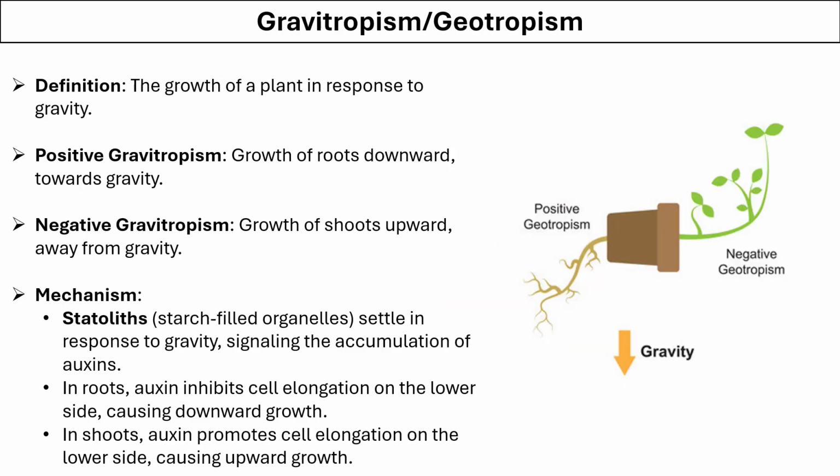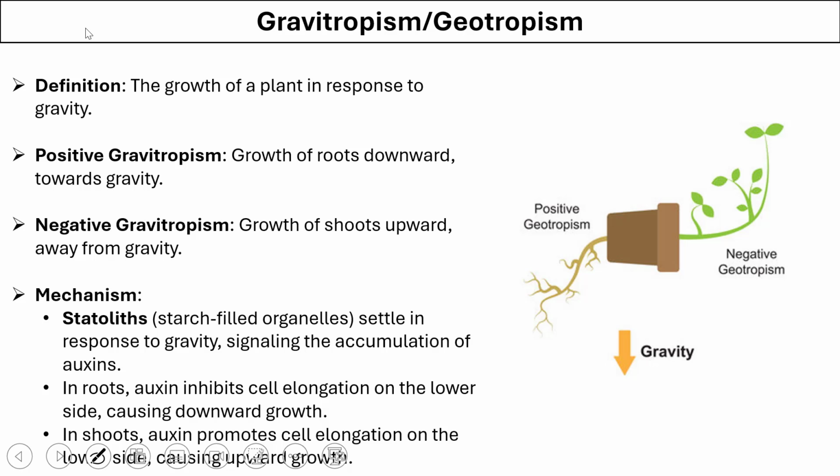Geotropism is the growth of a plant in response to gravity. Positive geotropism would be in the direction of gravity and negative geotropism would be against the direction of gravity. For example, here you can see that the plant shoot grows against gravity and the plant root grows towards gravity.